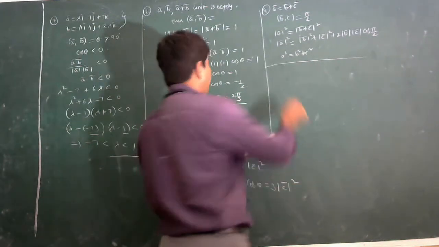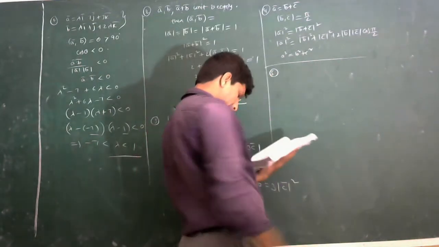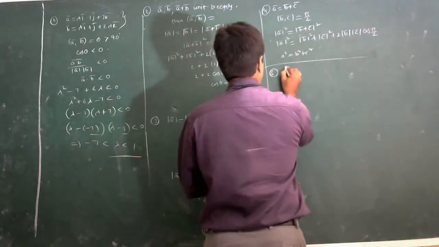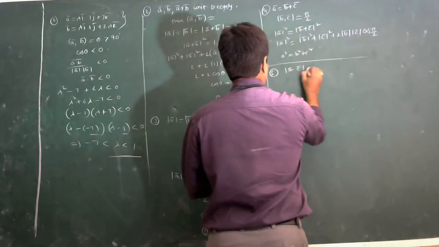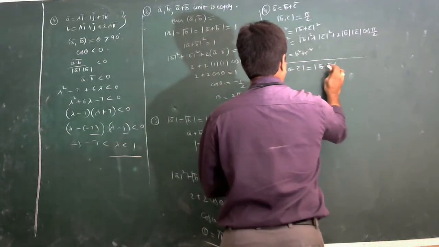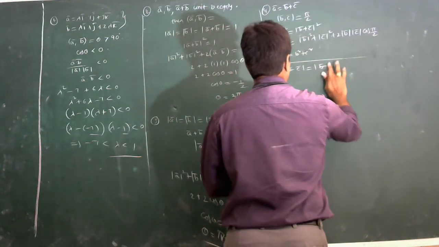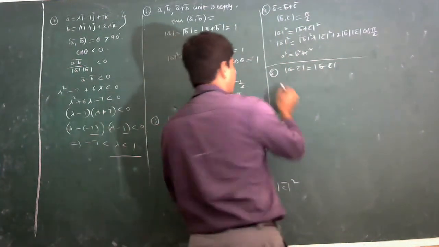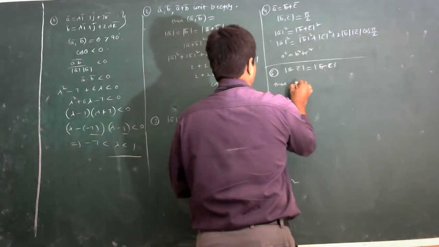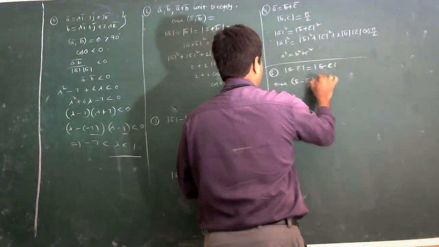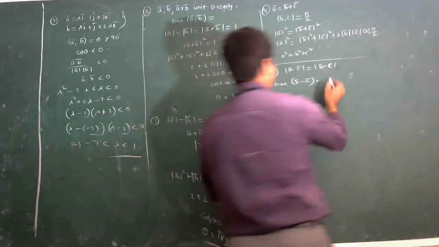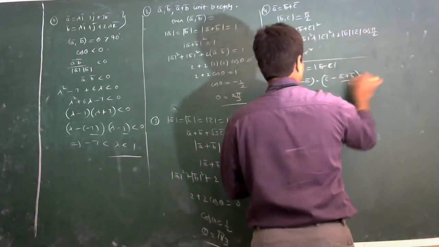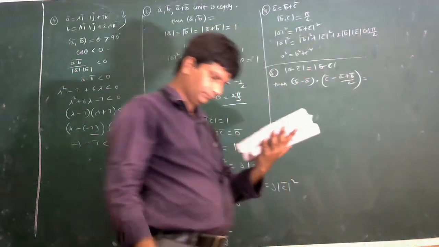Next one. Problem number 5. If A bar, B bar, C bar are 3 vectors satisfying the condition given, mod of A bar minus C bar equal to mod of B bar minus C bar. They are not unit vectors, just 3 vectors are given, A bar, B bar, C bar. And what do we have to find? Then we have to find the value of B bar minus A bar dot C bar minus A bar plus B bar by 2. We have to find this value.